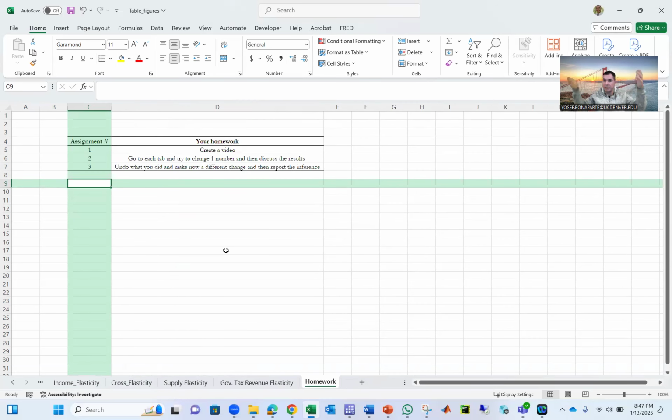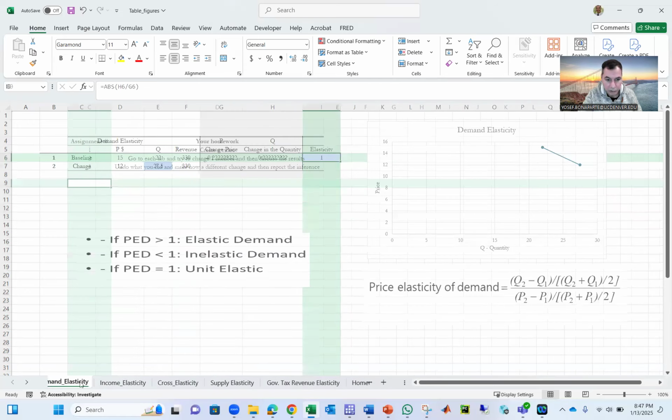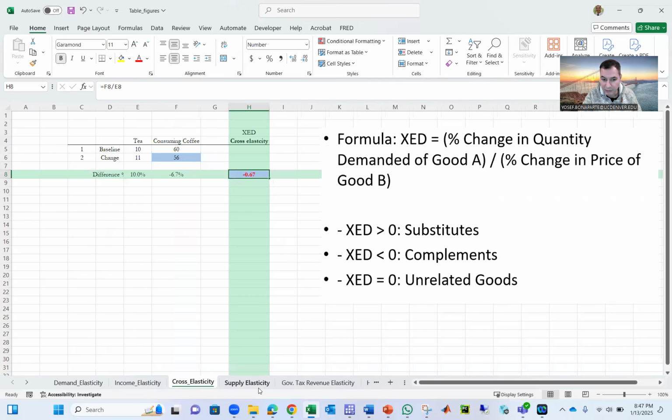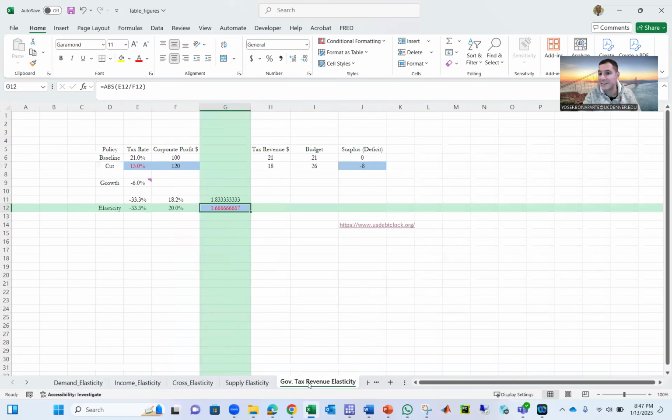Say, hey everybody, my name is X. I'm going to analyze elasticity: demand, supply, income elasticity, cross elasticity, supply elasticity, and government elasticity. That's all I'm asking you. So thank you so much. Just go create a video for demand and everyone, change a number, look at the elasticity. What are the key inferences? Thank you so much.